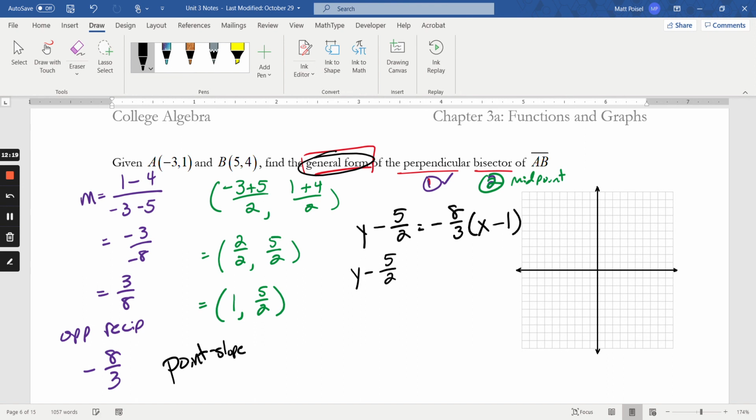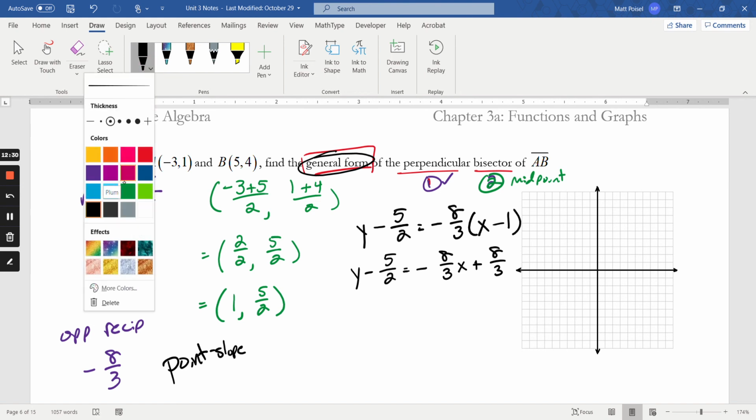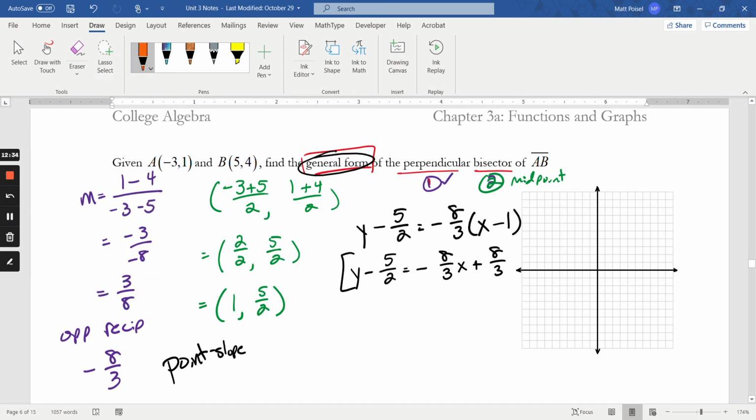So I want to distribute first. All right, and then I just talked about wanting to get rid of fractions. Now, this goes back to way before. We're going to look for our least common multiple and multiply everything by that to take care of our denominators. So I got a 2 and a 3. I'm going to multiply everything by 6. So if we multiply everything by 6, I get 6y.